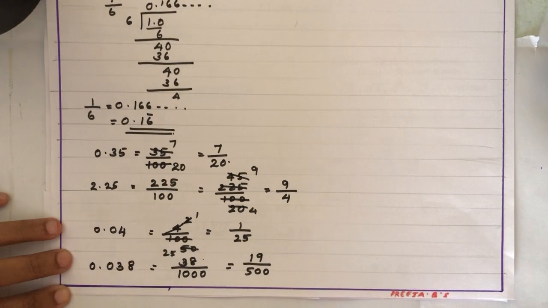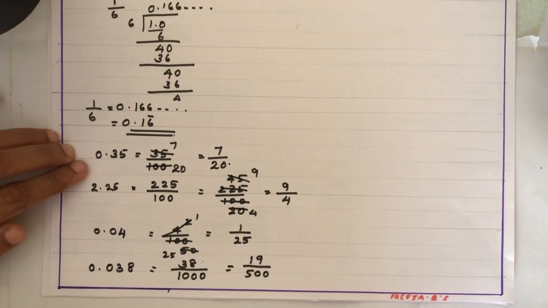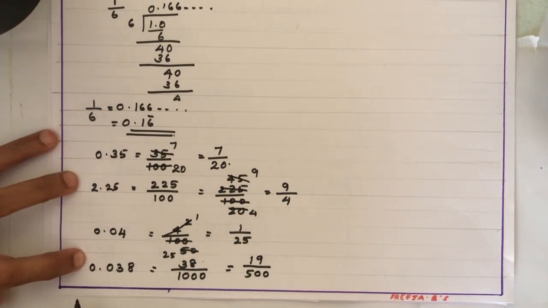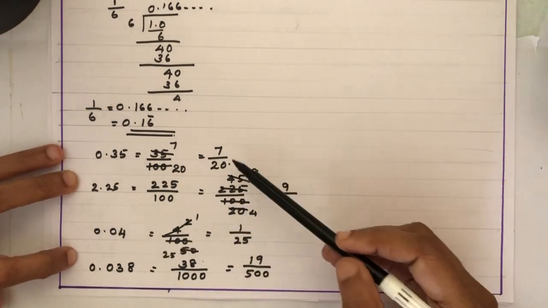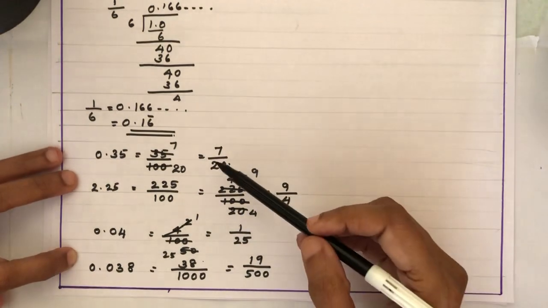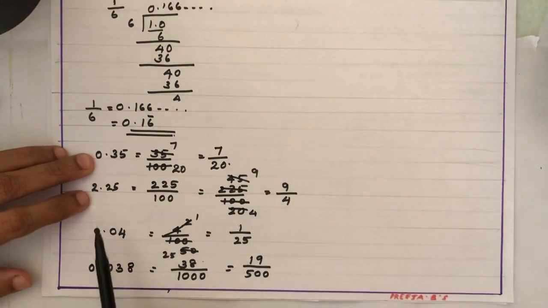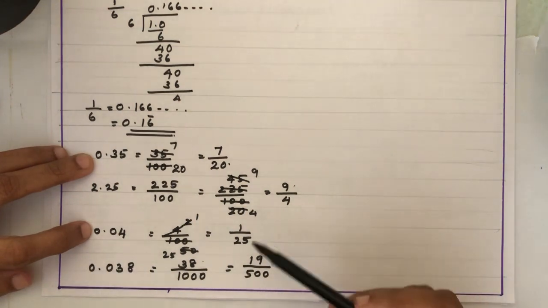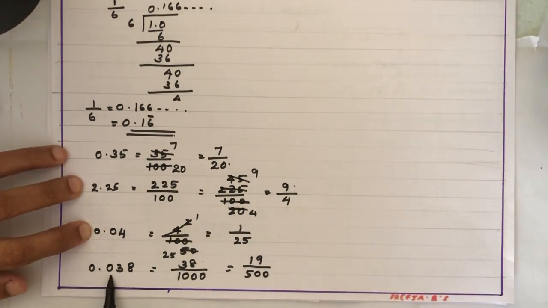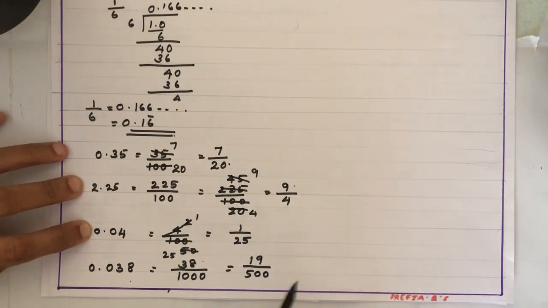Now I have written the rational form of some decimal numbers. Those decimal numbers are terminating decimal forms. So if it is terminating, the rational form we have: first, 0.35 is equal to 7 by 20. 2.25 is equal to 9 by 4. 0.04 is 1 by 25. 0.038 is 19 by 500. Okay, here all are terminating decimal forms.